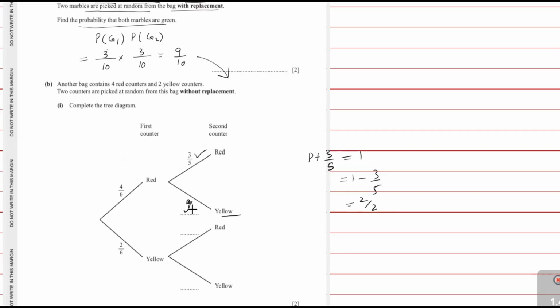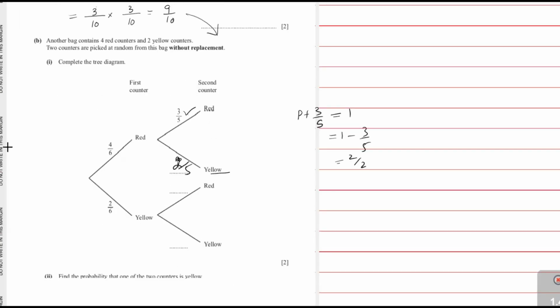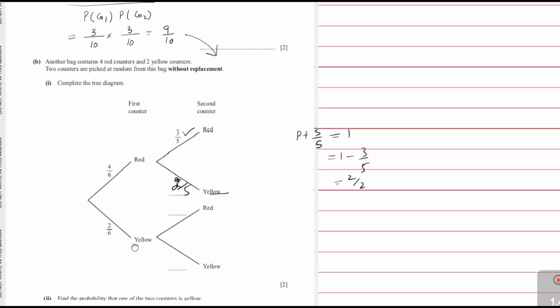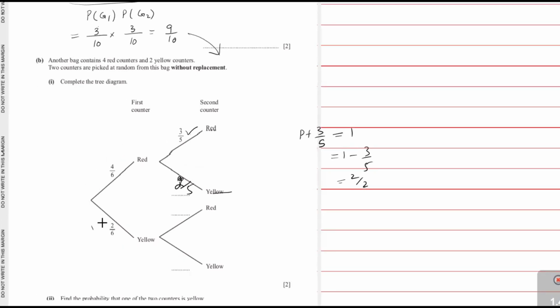We write 2 over 5, and next, if the first pick from the bag is a yellow counter, this is a probability of 2 over 6. And in the second pick, if we choose a red counter, the probability of a red counter will be 4 over 5. We write 4 over 5. And next, the probabilities of red and yellow counters should sum to 1. Therefore, the probability of a yellow counter is 1 over 5.